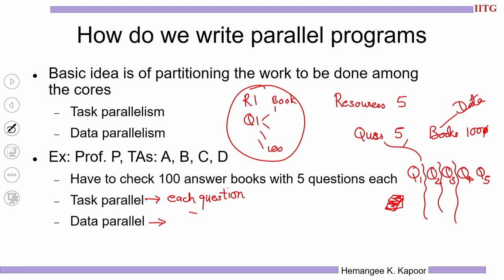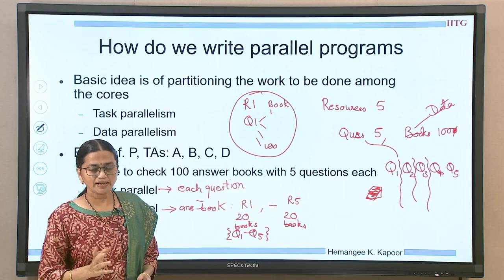And how are we going to do that? I will say my data is the answer book, and this has to be distributed across the resource persons. R1 will get 20 books, and so on. Resource person 5 will get the last 20 books. Every resource person gets 20 books to check, and does the complete question set, question 1 to question 5, on this set of data. So we have divided the data across the resources, and every resource is doing the complete program execution, that is checking questions 1 to 5 on his or her set of data. That is data parallelism.